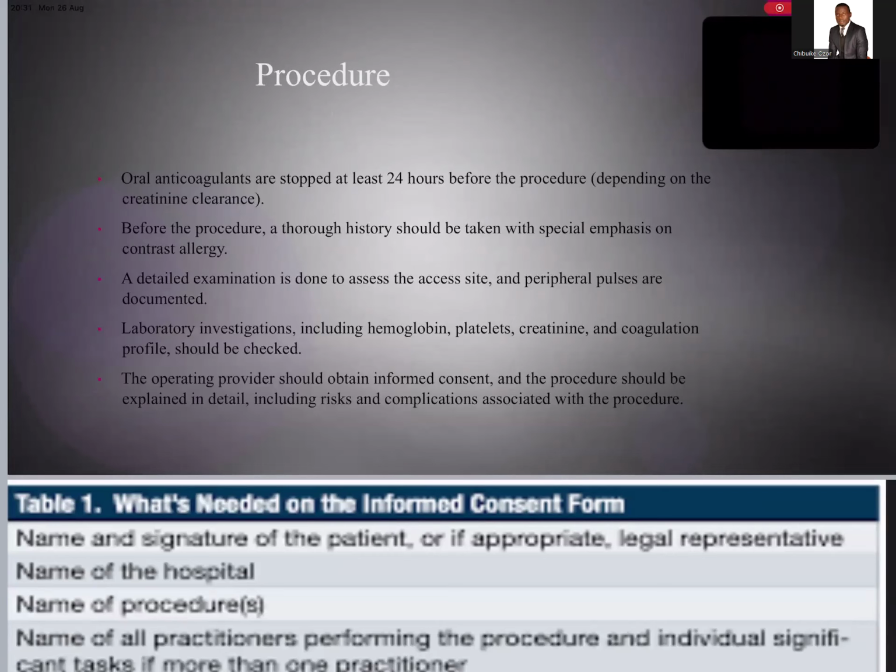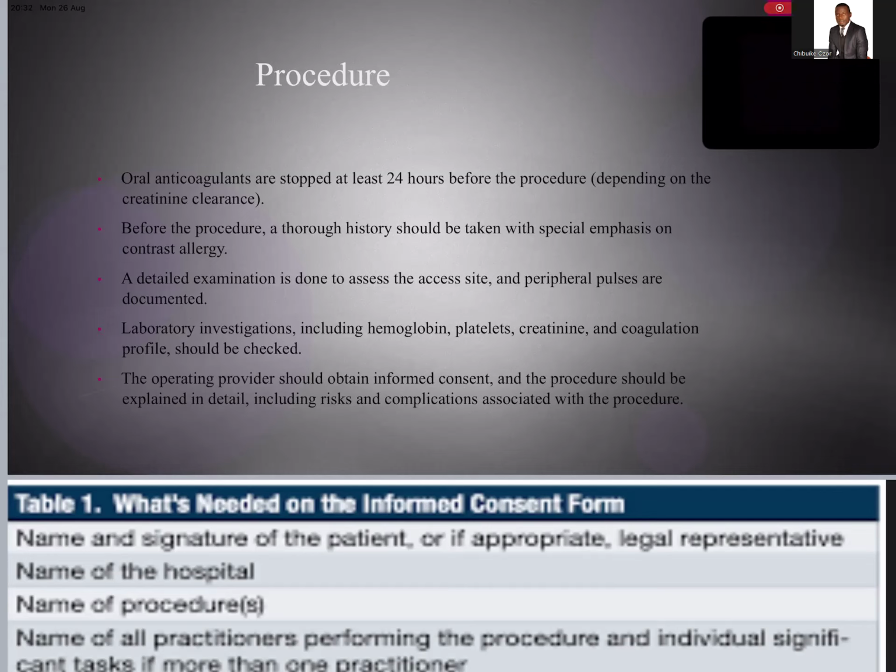Especially in diabetics, the eGFR, the albumin creatinine ratio is important, such that we will be very, very careful with contrast nephropathy. And to avoid this, it is totally advised to explore other alternatives.